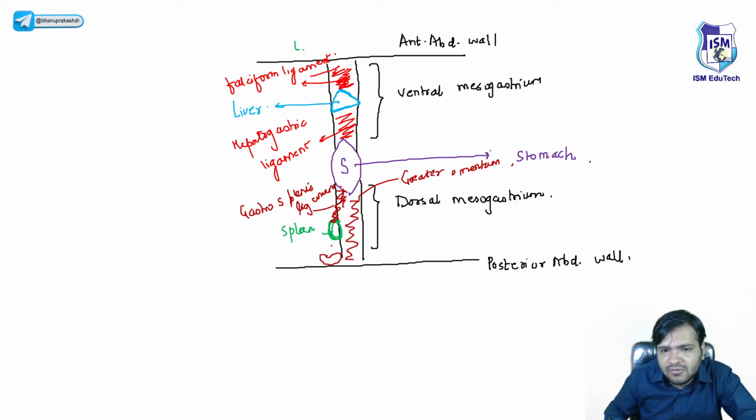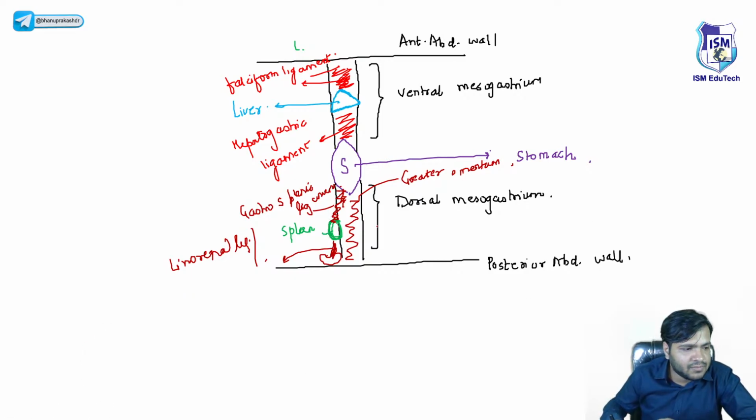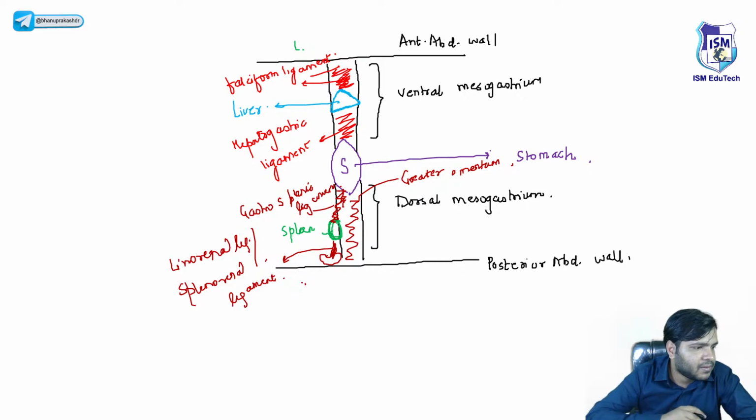We have the kidney also, and the ligament connecting the spleen to the kidney, it will be the lieno-renal ligament, or yeah, sorry, you can just write it another name as well. It is spleno-renal ligament, right? Spleno-renal ligament.